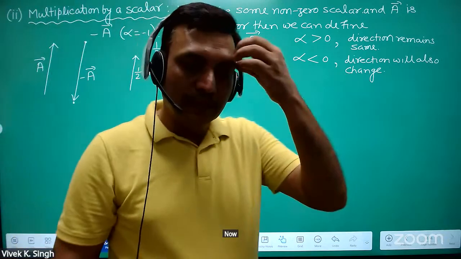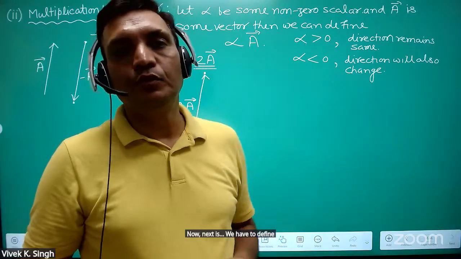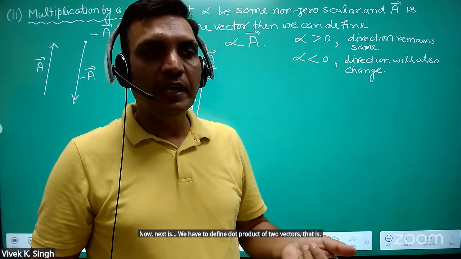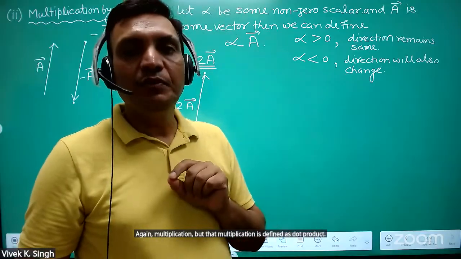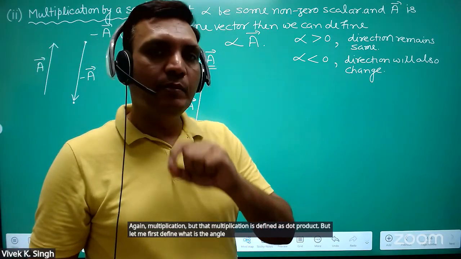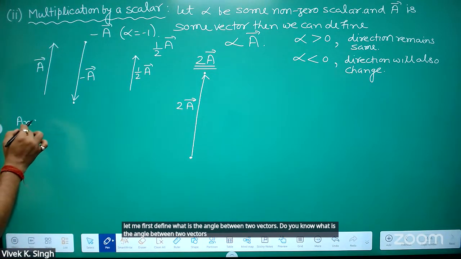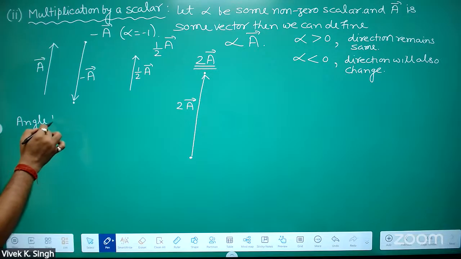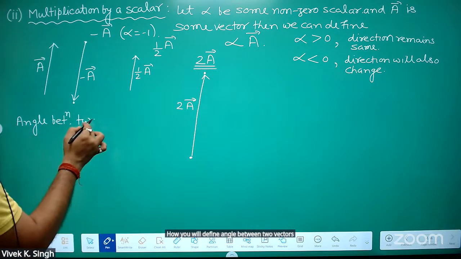Now next we have to define the dot product of two vectors. That is again multiplication, but that multiplication is defined as the dot product. But let me first define what is the angle between two vectors. Do you know what is the angle between two vectors? How will we define the angle between two vectors?